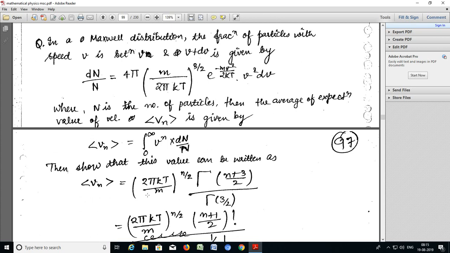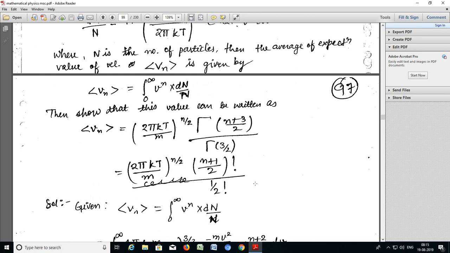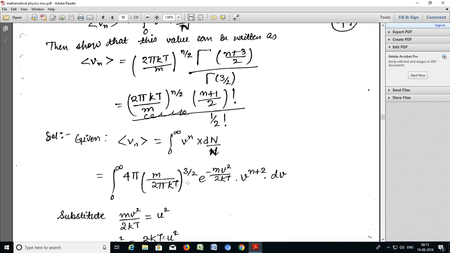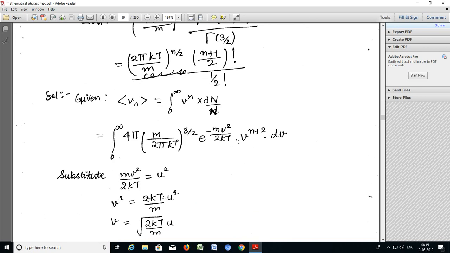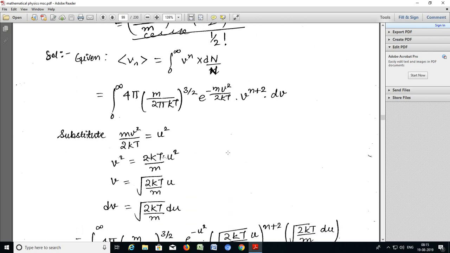In a Maxwell distribution, the fraction of the particles with speed between v and v plus dv is given by this expression, where n is the number of particles. Then the average or expectation value of velocity is given by this expression, the integral from 0 to infinity of v to the power n dn by n. Then show that this value can be written as v average equal to this, gamma n plus 3 by 2 over gamma 3 by 2, or can be written like this.